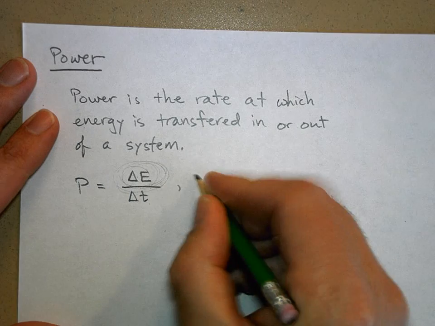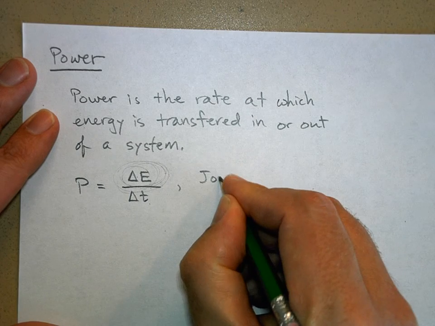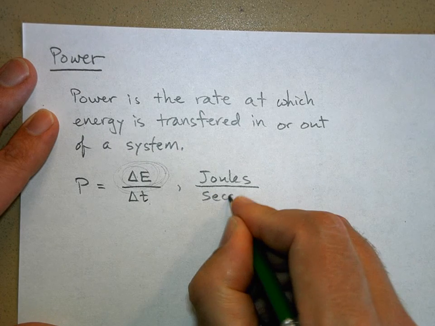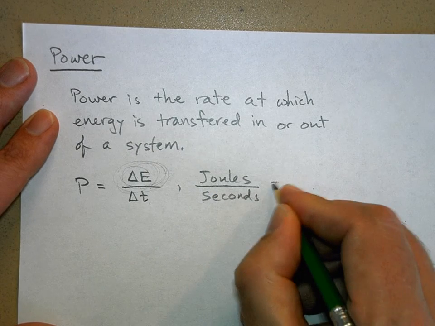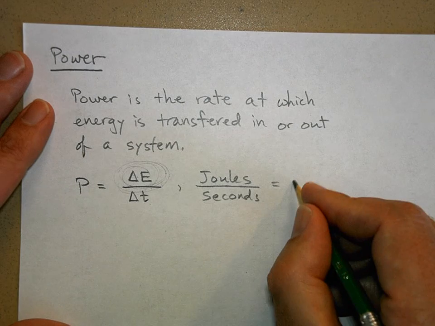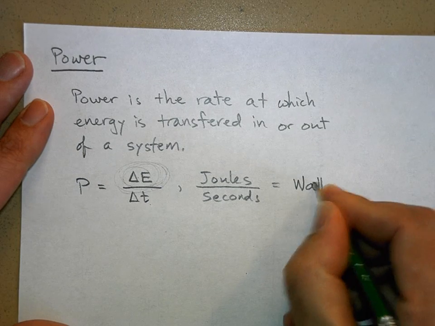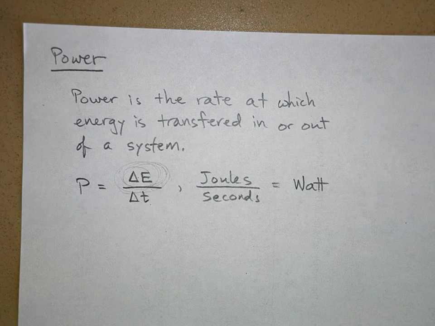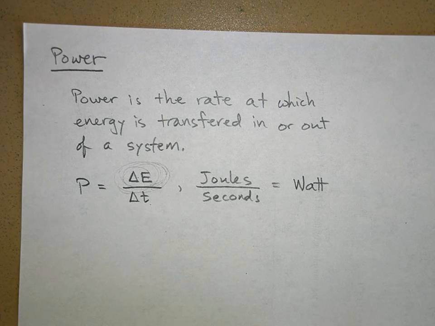Now let's look at the units here. Energy in the metric system that we use is measured in joules, and time is measured in seconds. And so a joule per second is called a watt. So we have a new unit here, but I think you've heard of this one, right? A watt. Like, how many watts does that speaker put out? Like 50-watt speakers, 100-watt speakers.